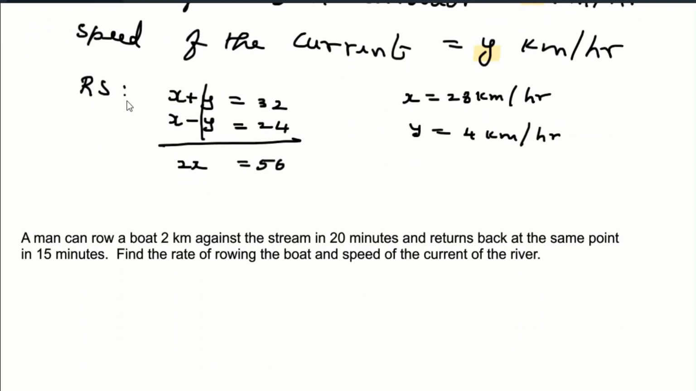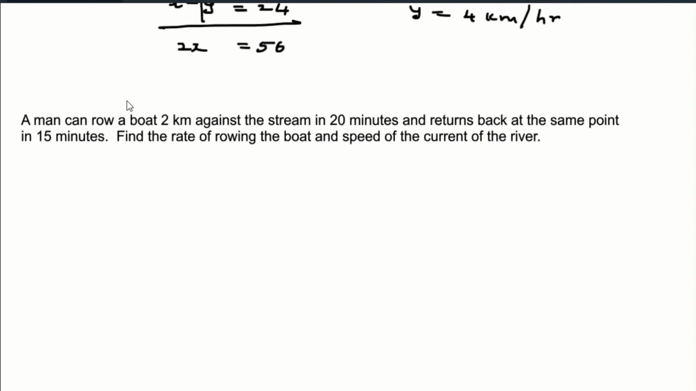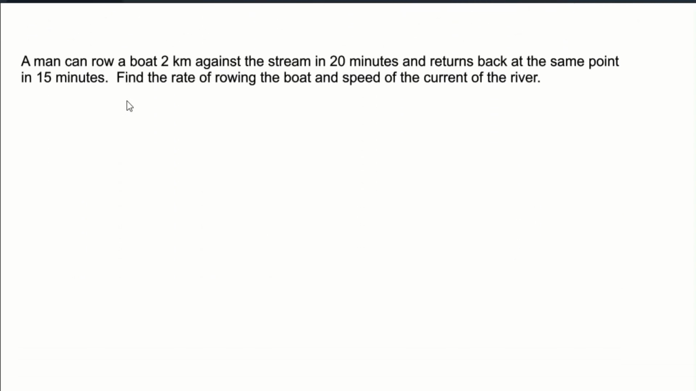Again, let us move on to the next one. A man can row a boat 2 kilometers against the stream in 20 minutes. Look at the question. Against the stream, matlab upstream. 2 kilometers, so this is the distance, this is upstream, and this is the time taken. That is how you should make a note of. Okay. So it is the distance and this is the time taken against the stream.